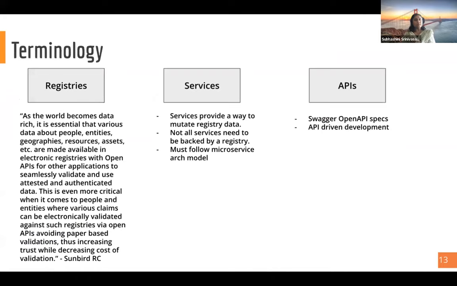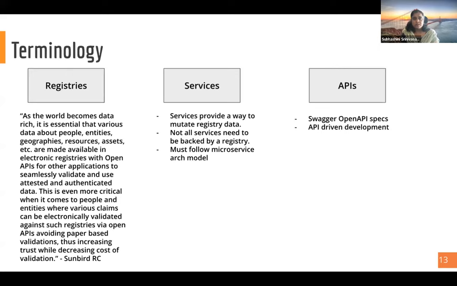So just to clarify some terminology before we go forward, I know you must have heard registry, services, APIs throughout the day in multiple sessions, and you'll continue hearing it also. So just to make sure we are all on the same page, we all know what APIs are. I'm sure many of you would have used APIs and built some also. And we all know what services are, right? A service is just a microservice. It provides a way to work on some data, and that's it.